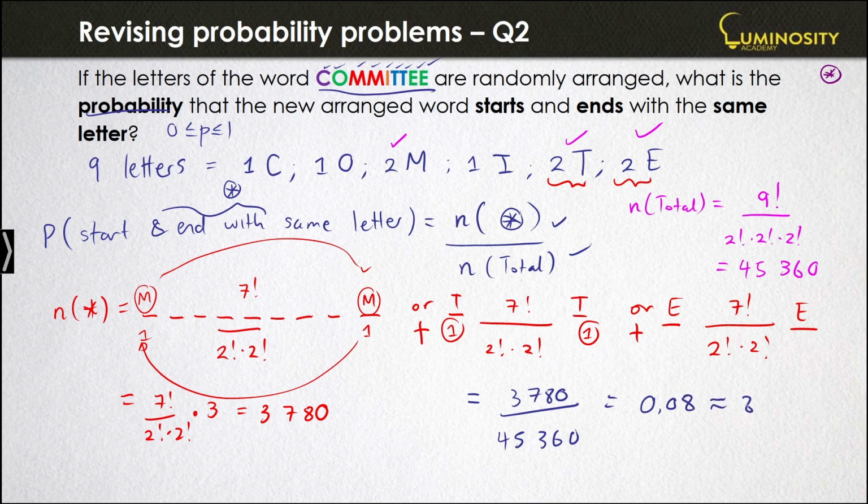So you have a roughly 8% chance that if you took the letters of the word committee and randomly arranged them, the word will start and end with the same letter. All right, so that's how we would do this type of question.